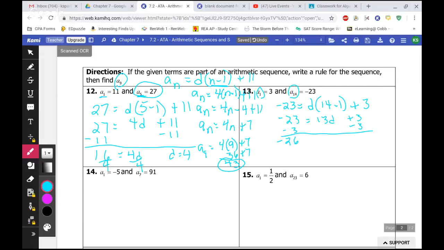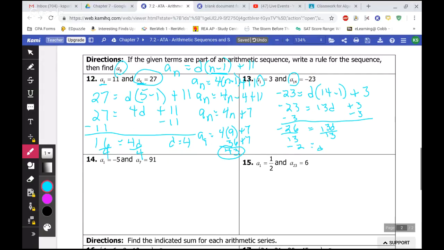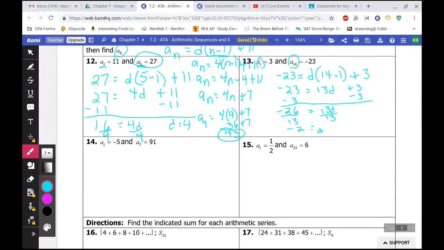So negative 26 equals 13d. Divide both sides by 13. It's negative 2 equals d. So now we have the common difference. And so we'll find our rule.